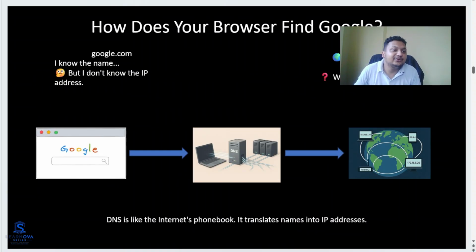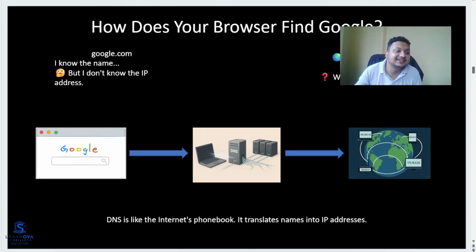Now, we know that websites have IP addresses, but when I type google.com, I don't type the IP address for google.com. So how does the browser find it? Imagine my browser says, I know the google.com name, but I don't know its IP address. So the browser needs someone to help.